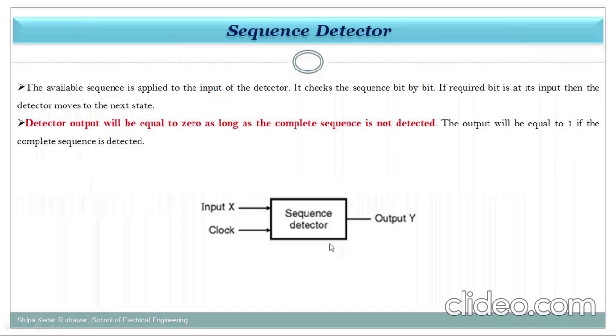So here you are able to see the sequence detector. It has one input which is X and another input as a clock, because as this is a sequential circuit, you require a clock to operate, and there is an output. The detector output will be equal to 0 as long as the complete sequence is not detected, and the output will be equal to 1 if the complete sequence is detected.